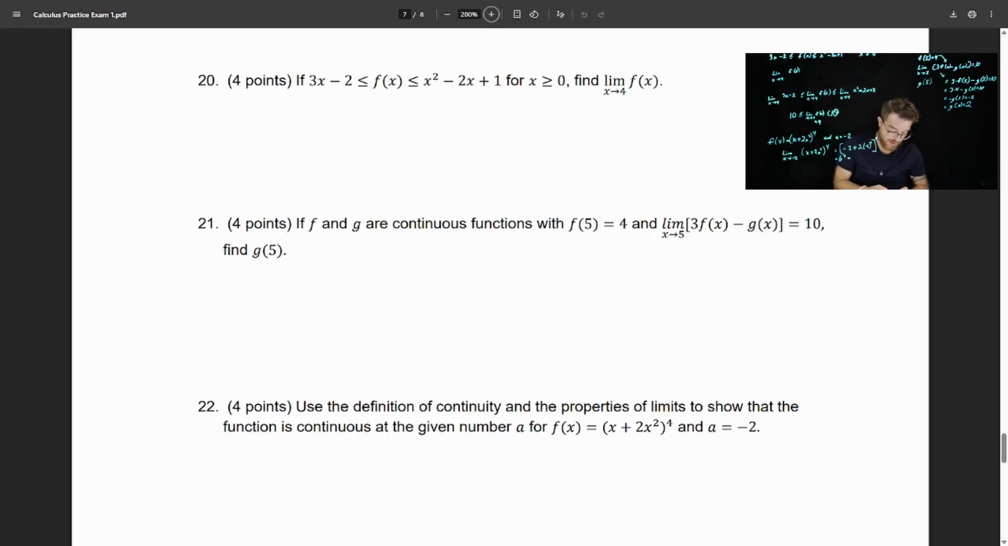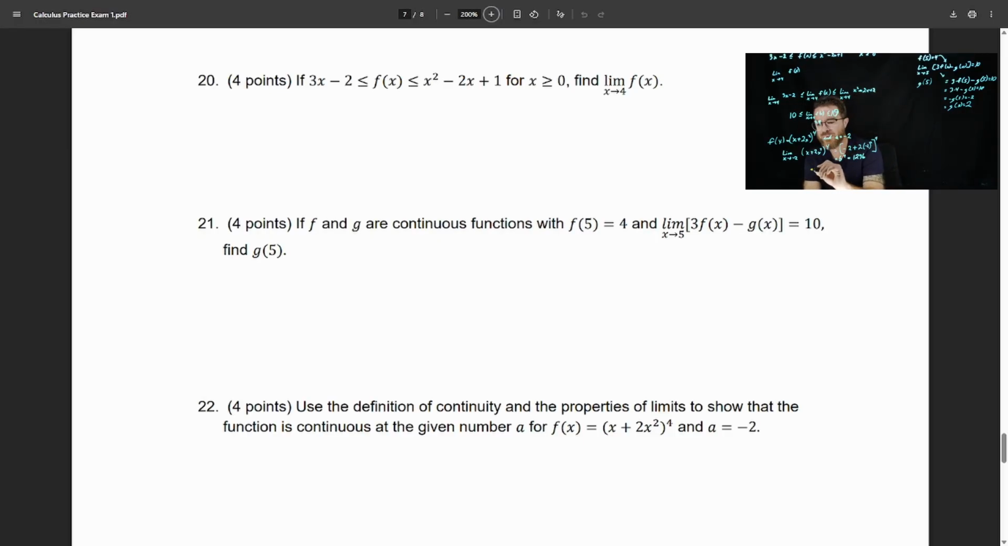So this is going to be 6 to the 4th power, which I'm not sure what that is off the top of my head, so I'm just going to plug that in. 6 to the 4th power, I got 1,296. So 1,296.